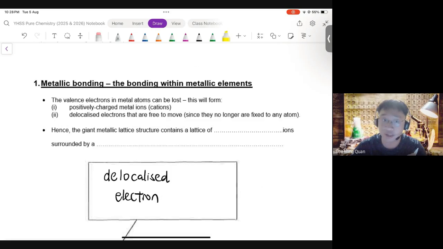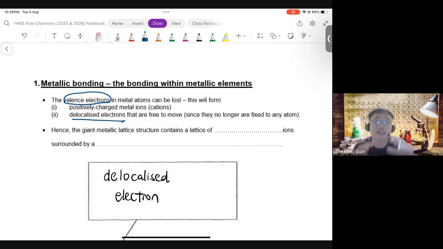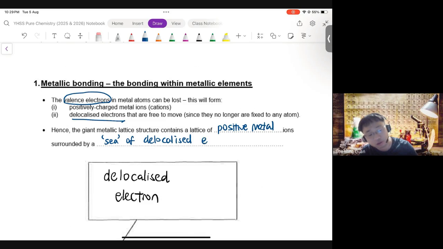The structure of a metal is called the giant metallic lattice. So the idea here is the valence electrons in the outermost shell of metal atoms can actually be lost to form delocalized electrons, which are free to move to conduct electricity. Okay, so the idea is the giant metallic lattice consists of a lattice of positive metal ions surrounded by, or in, a sea of delocalized electrons. Okay, this should not be unfamiliar to you. We have done this in chapter 4 and 5 under metallic bonding.